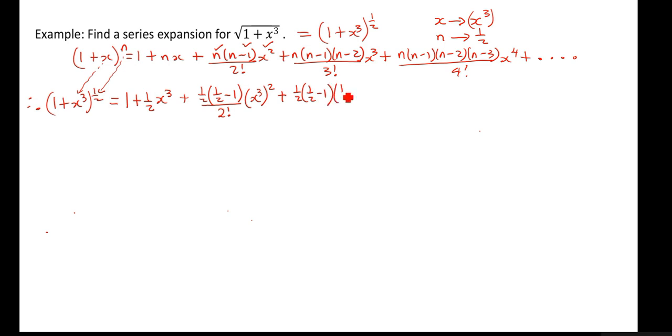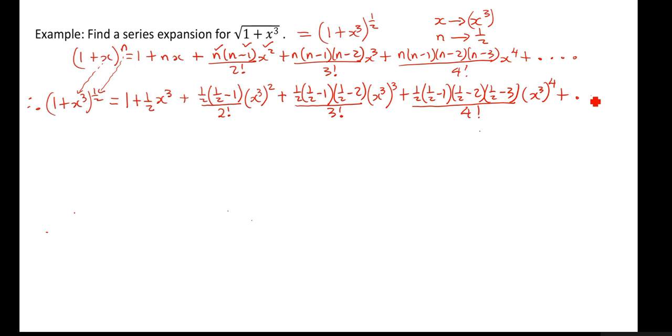A half minus 1, a half minus 2 over 3 factorial, x cubed all cubed. Then a half minus 1, a half minus 2, a half minus 3 over 4 factorial, x cubed all to the power 4. And now take out your calculator and simplify.